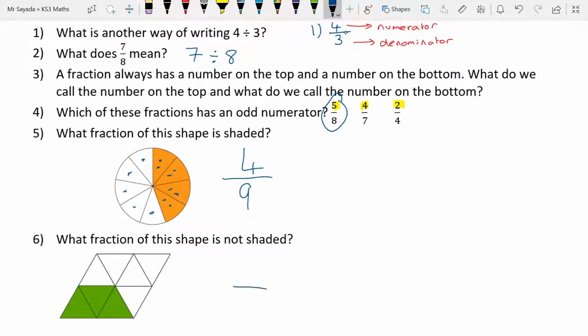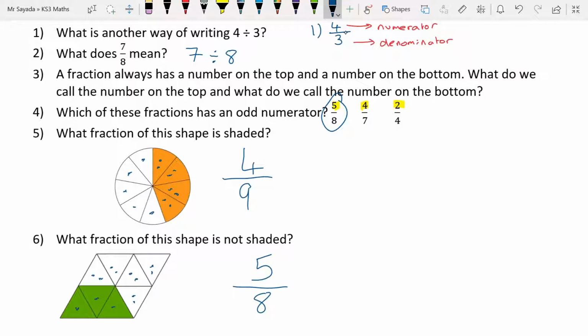So for the denominator, we do the same thing. We just count the number of shapes. So 1, 2, 3, 4, 5, 6, 7, 8. And how many of those are not shaded? 1, 2, 3, 4, 5. So the fraction of the shape that's not shaded is 5/8.